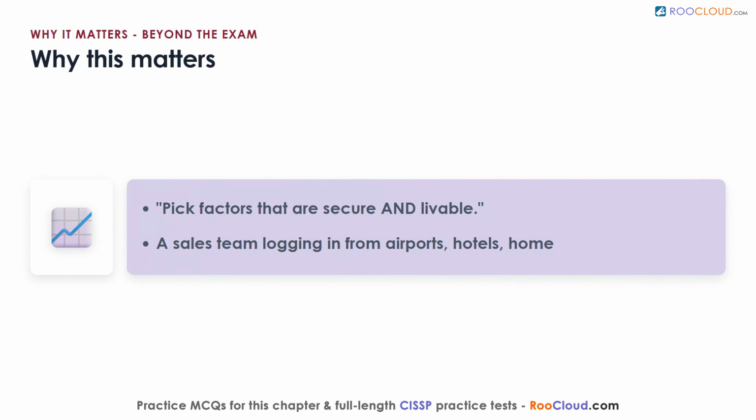Because you make authentication choices for real people every week. Imagine rolling out access for a distributed sales team that logs in from airports, hotels, and home offices. Some of your controls will lean on where they are, some on what they remember, and some on what they carry or who they physically are. Knowing the strengths and weak spots of each lets you build a login that is both secure and livable.